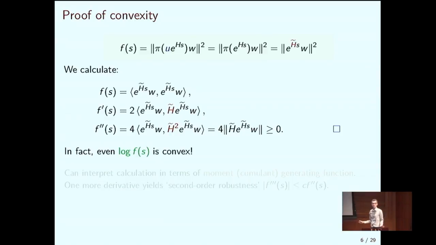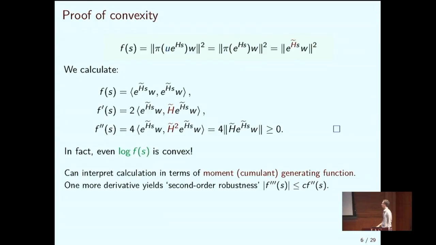So that was everything that's going on. I'm using that h tilde is Hermitian here. One can do a similar calculation that shows that even the logarithm of this norm squared is convex. Are there any questions about this? So that's like a bilinear function. We're taking derivatives. That's sort of pleasant.